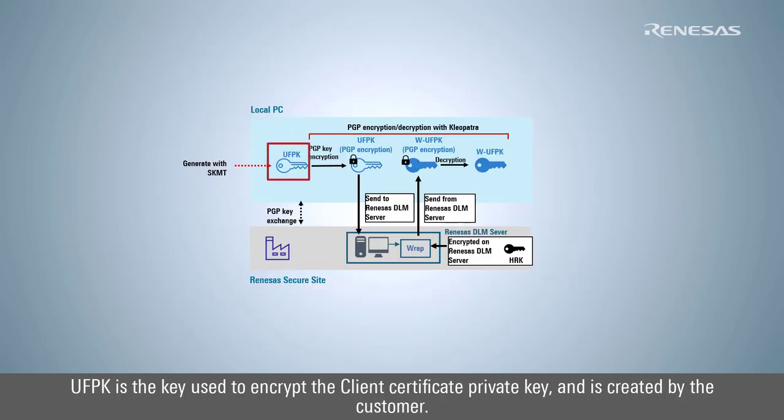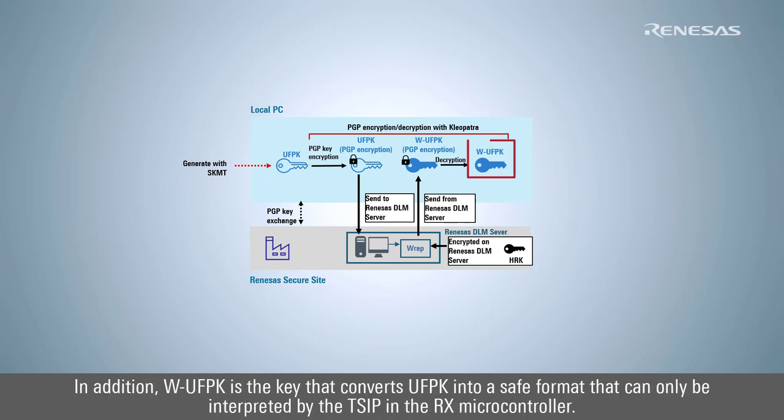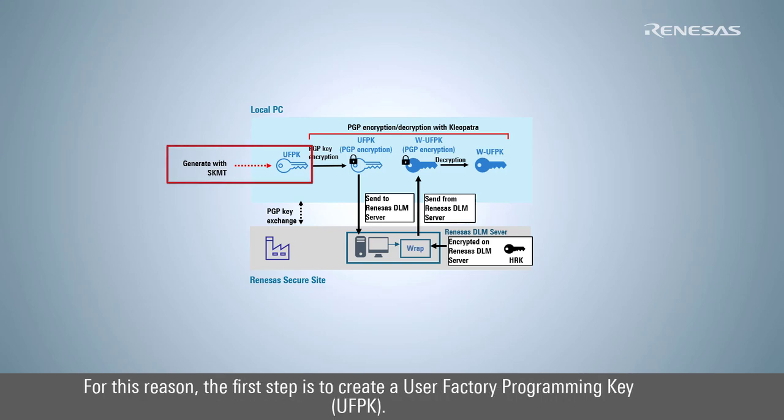UFPK is the key used to encrypt the client certificate private key, and is created by the customer. In addition, WUFPK is the key that converts UFPK into a safe format that can only be interpreted by the TSIP in the RX microcontroller. For this reason, the first step is to create a user factory programming key, UFPK.